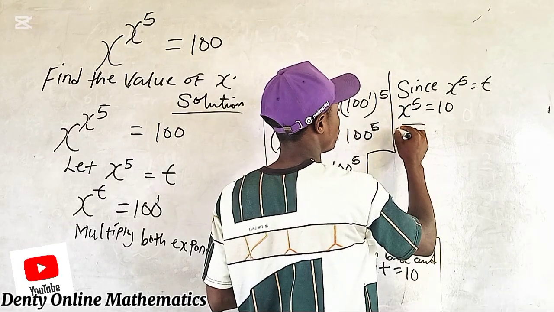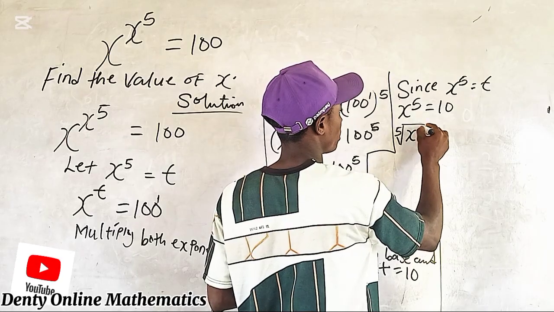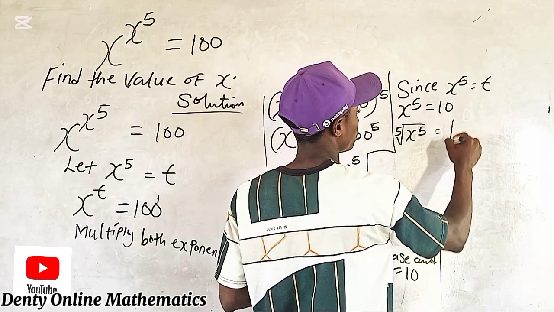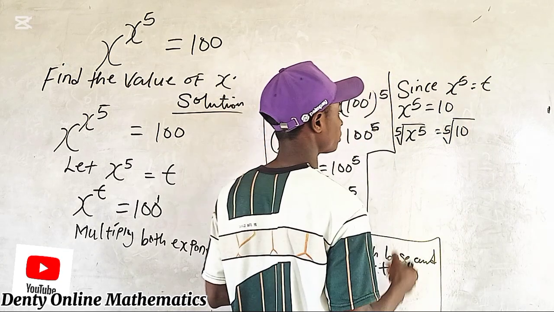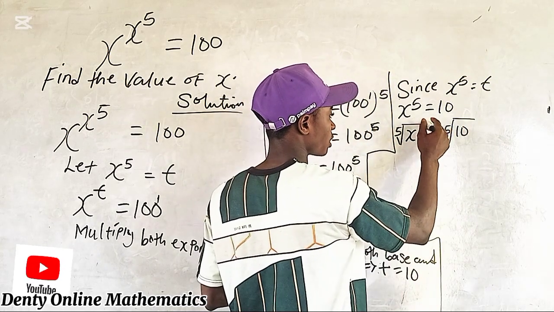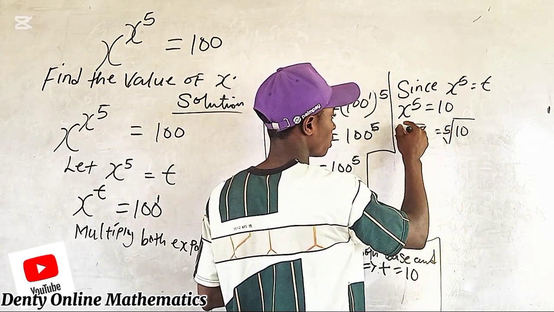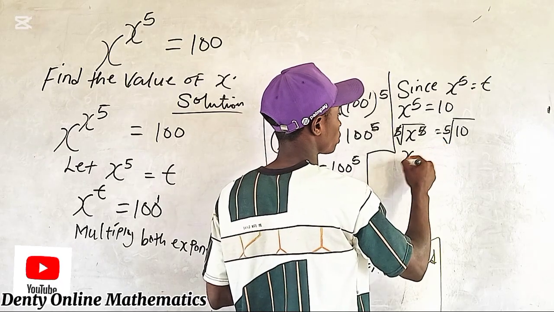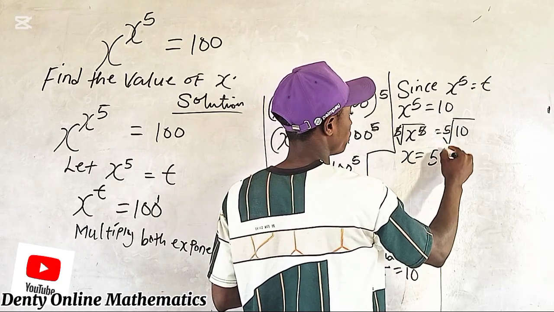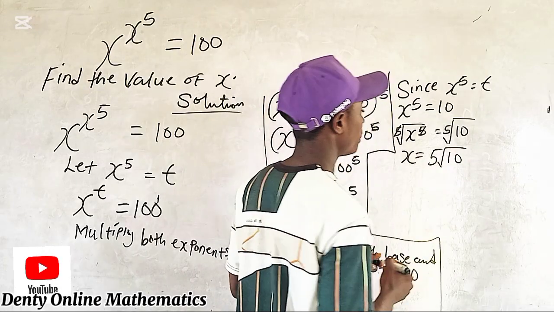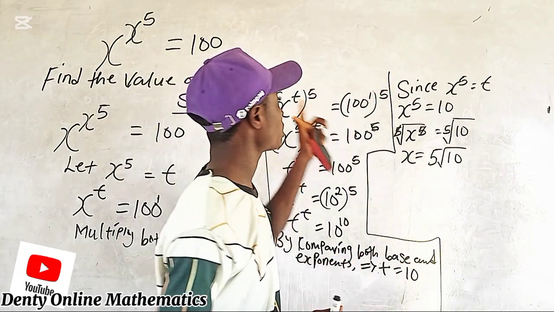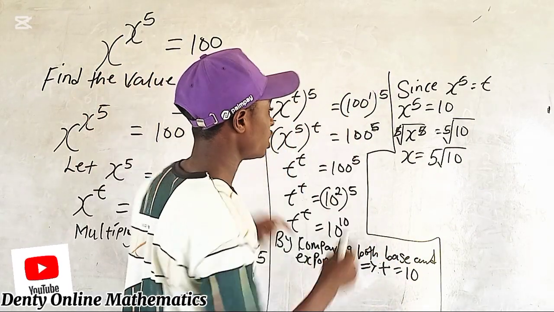So we take the fifth root of x raised to the power of 5. Also, we take the fifth root of 10. Now, the power of 5 will cancel out the fifth root. So x will be equal to the fifth root of 10. And that's the value of x that will satisfy the equation.